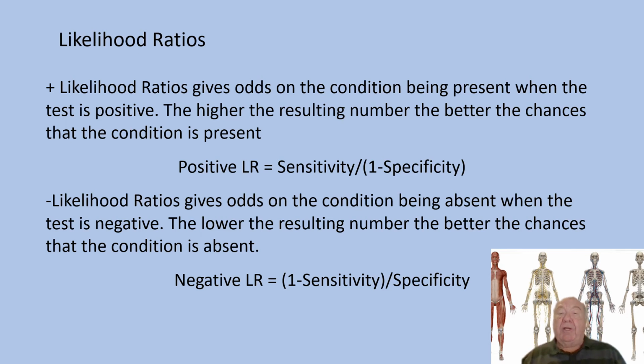The positive likelihood ratio is the sensitivity divided by 1 minus the specificity. And it's that 1 minus the specificity that converts this to odds. The negative likelihood ratio reverses this, and it's 1 minus the sensitivity divided by the specificity. So this will give you the likelihood ratio. Now, if the likelihood ratio is not given, it's easily calculable from the sensitivity and specificity. So there's no reason why you can't do this, even when that number isn't given.